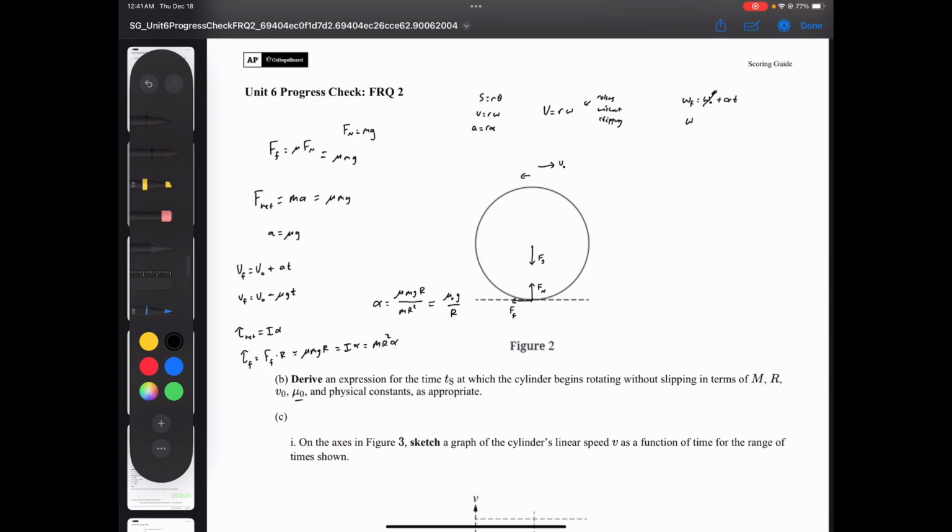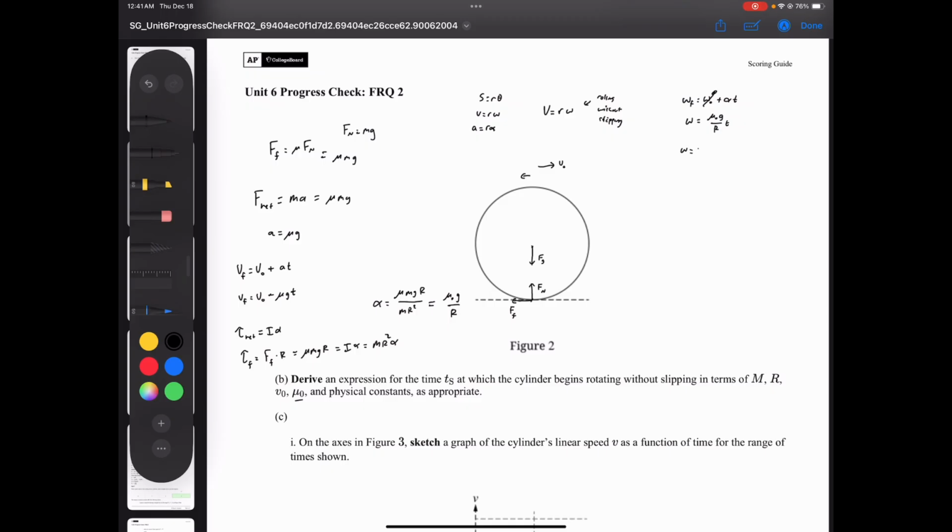And I have this expression for omega. I'm just going to use omega instead of omega f. So omega equals alpha times t, which is mu naught g over r times t. Then using the condition for rolling without slipping, that's when the angular velocity is going to be equal to the linear velocity. So I have here omega is equal to mu naught g over r times t.